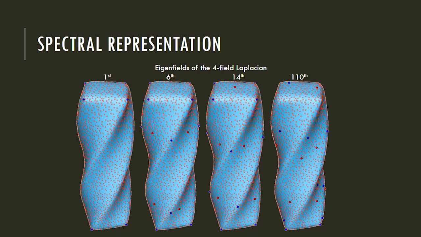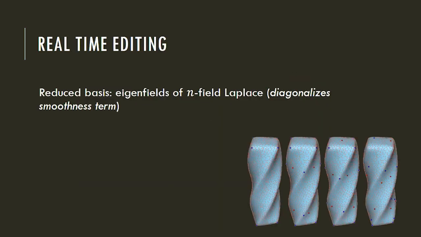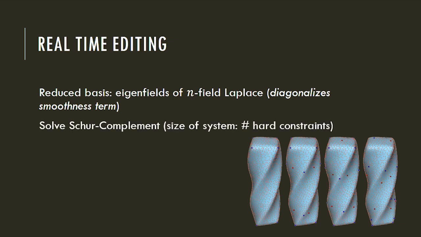So if we restrict our degrees of freedom to these low eigenfields, we not only reduce the size of the system, but we also regularize the field, or filter the field to be within the lowest modes of this Laplacian. So as a reduced basis, we use these eigenfields of the n-field Laplace. This makes the system smaller, of course, but it also diagonalizes this smoothness term, and this allows us to repose the system as the Schur complement, which turns the system into a system of the size of the number of hard constraints.